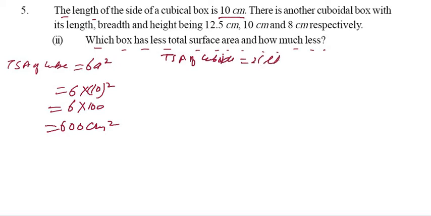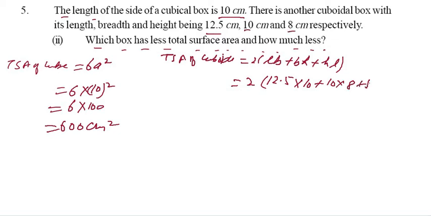That is 2LB plus BH plus HL. Now put the value. 2L is given as 12.5. So 12.5 into 10 plus 10 into 8. 8 is given here. And plus 8 into 12.5. Let us do the calculation.